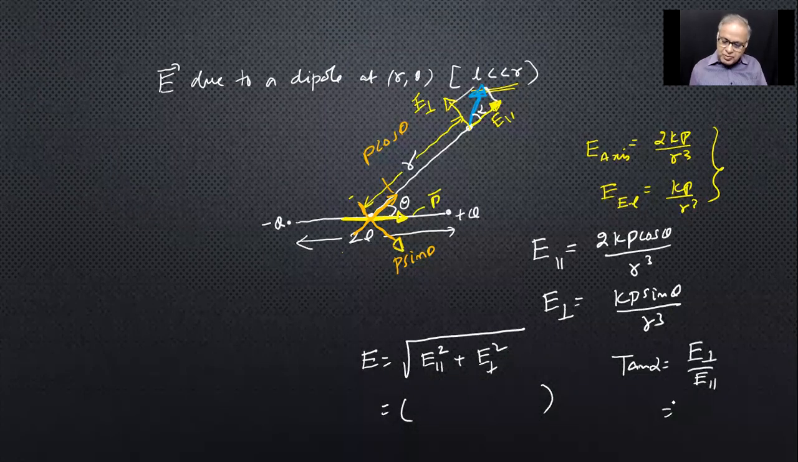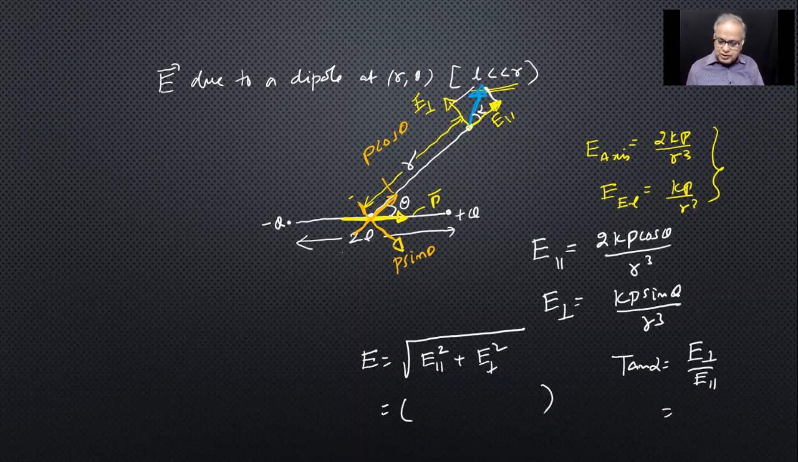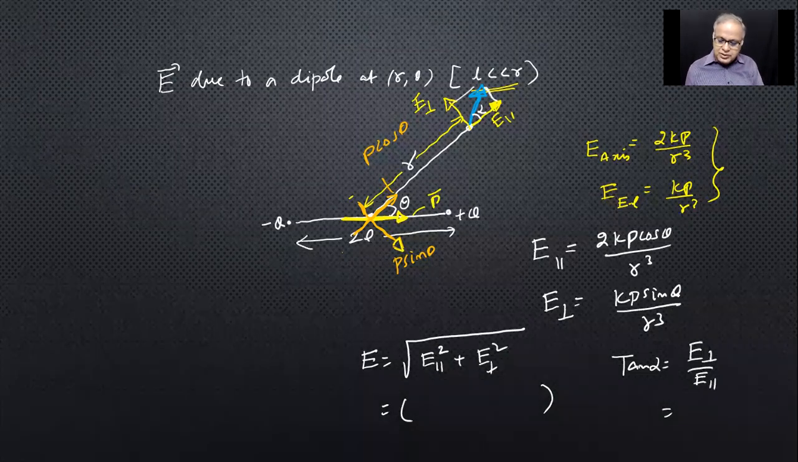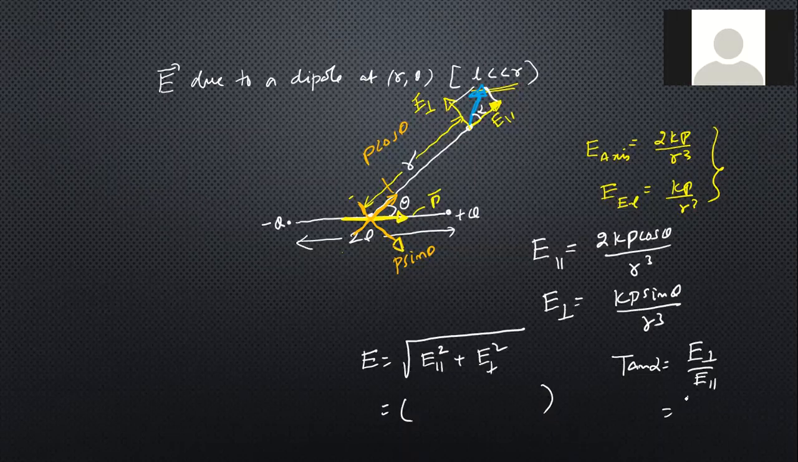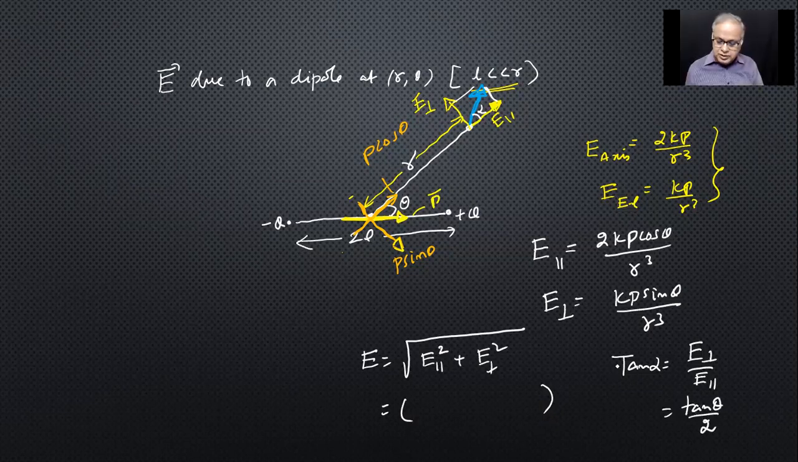This will be E perpendicular is 2kp cos theta by r cubed, right? Sorry, kp sin theta by r cubed. That is 2kp cos theta by r cubed. What will I get now? Tan theta by 2. So this is the direction of E there. But this magnitude thing I want.